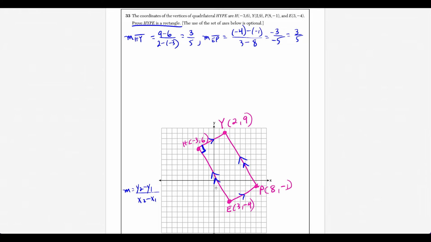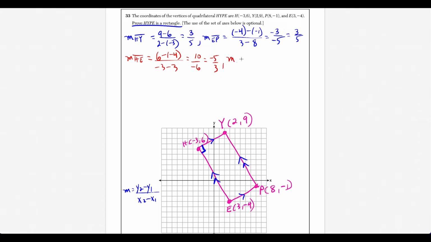Now we're going to find the slope of these two segments. So the slope of HE is equal to, and now I'm just using this formula all over again, 6 minus -4 divided by -3 minus 3. This is going to be 10 over -6, which reduces to -5/3. And notice these two slopes are negative reciprocals of each other, which would tell us that these lines are perpendicular. And if these lines are perpendicular, that means they form a right angle. So that's looking good for the proof.